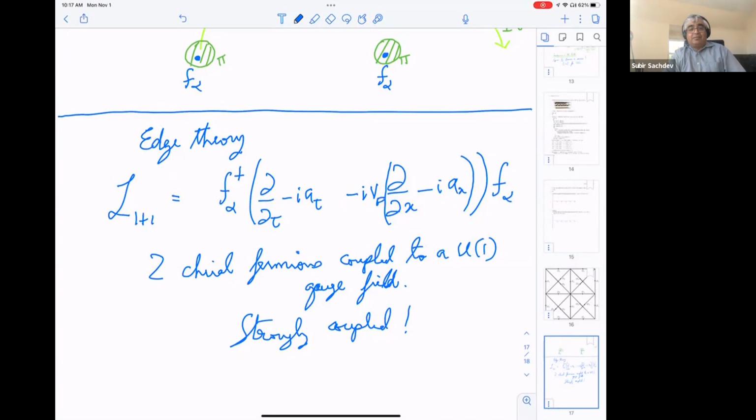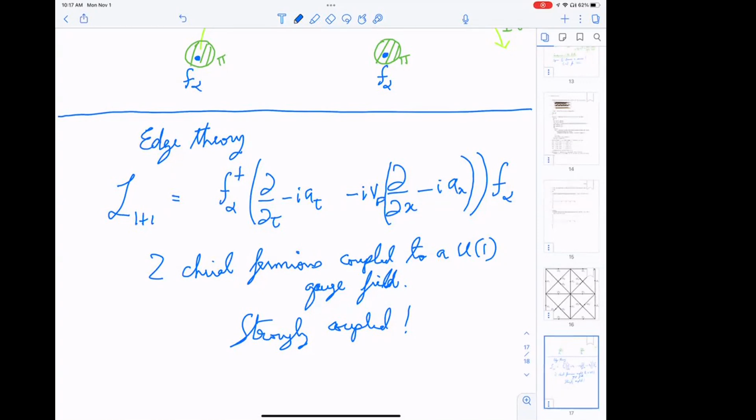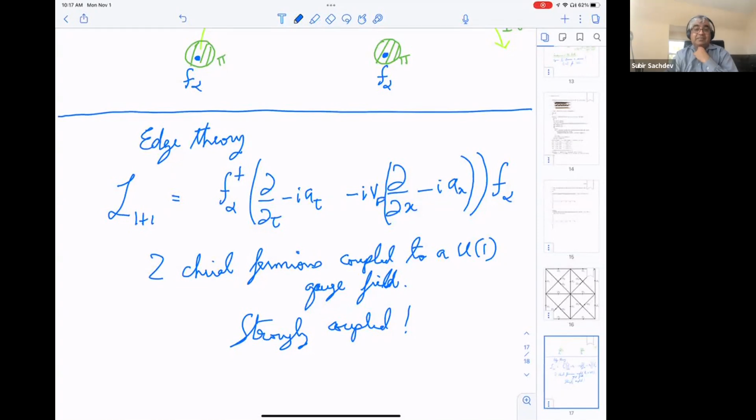They're both right moving, though. That's the important thing. In an ordinary electron gas, you'd have a right moving fermion spin up and down, and a left moving fermion spin up and down. This is a chiral gas, which has only right moving fermions, both spin up and down. I see. Thank you. Okay. And they're strongly coupled to an emergent gauge field.